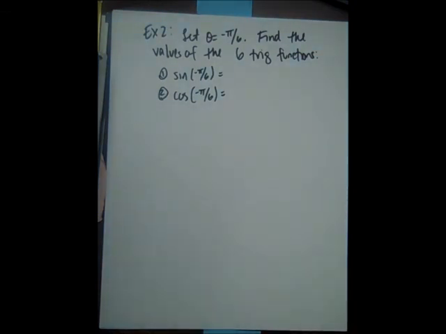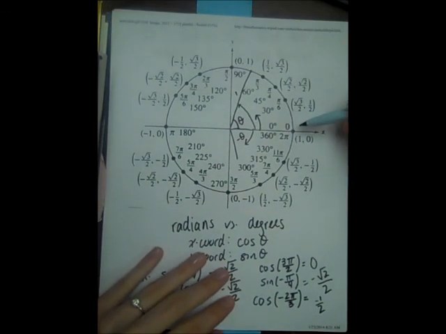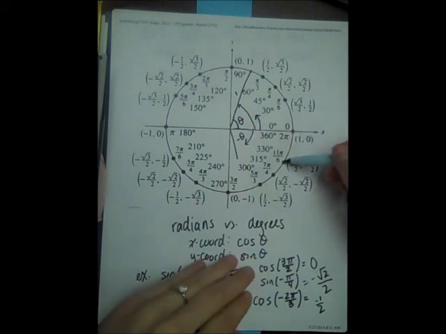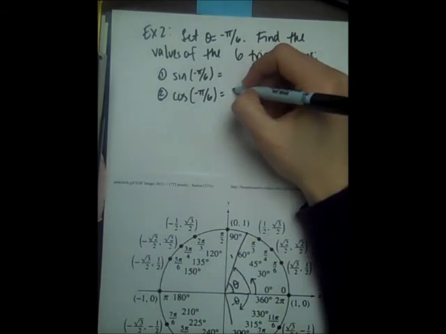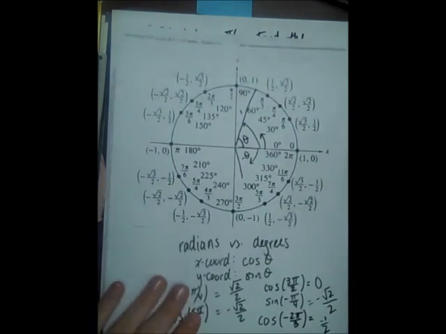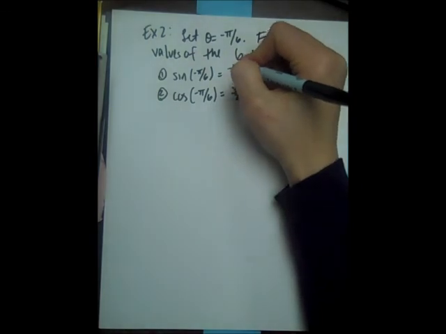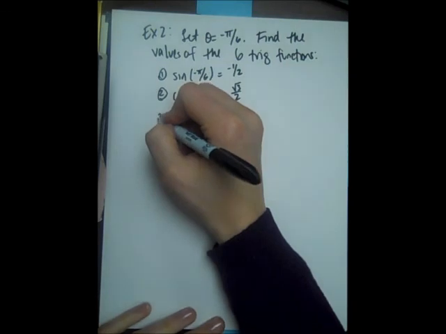So let's go back to my unit circle. Pi over 6 is one notch away from the positive x-axis. So if I'm going negative pi over 6, that would be the same as 2 pi minus pi over 6. That's going to bring me down here to 11 pi over 6. So the x-coordinate is square root of 3 over 2. That's corresponding to cosine. And my y-coordinate is negative 1/2. That's corresponding to sine. Okay, so I have those two. From those I can find the rest.